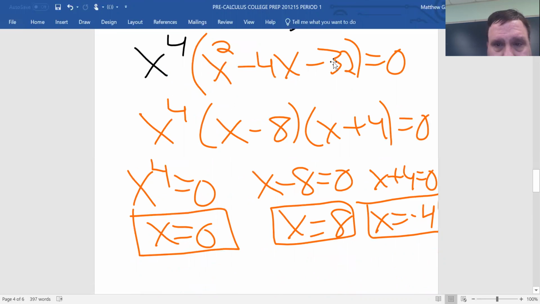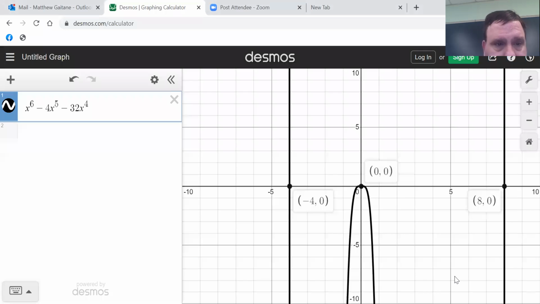And the factors of -32 that add to -4 are -8 and +4. So your three solutions: x to the 4th power is equal to 0, so x equals 0. x minus 8 is 0, so x is equal to 8. And x plus 4 is equal to 0, so x is equal to negative 4. So check your solution on the graph. Set it equal to 0 and find the x-intercepts. So everything checks out.